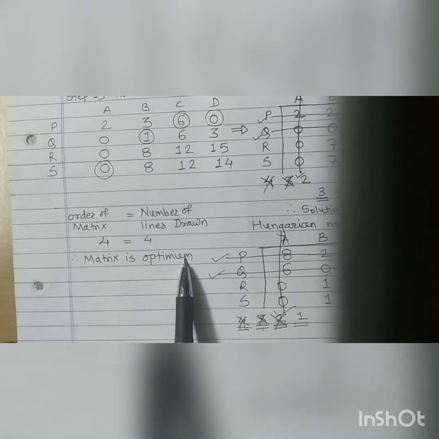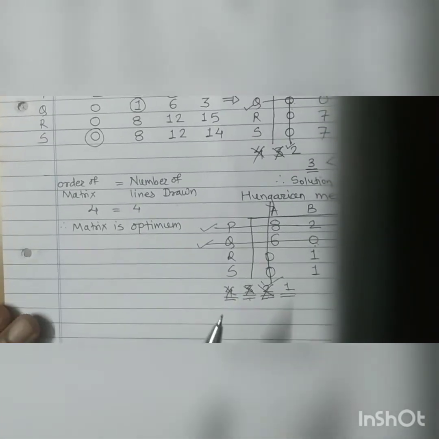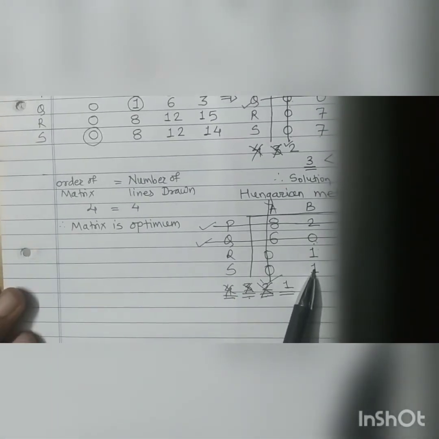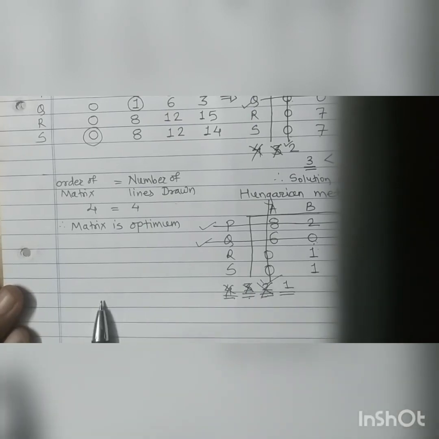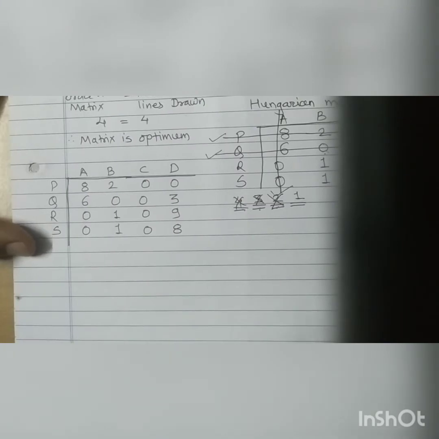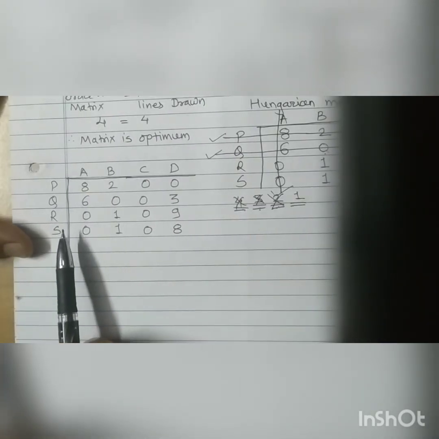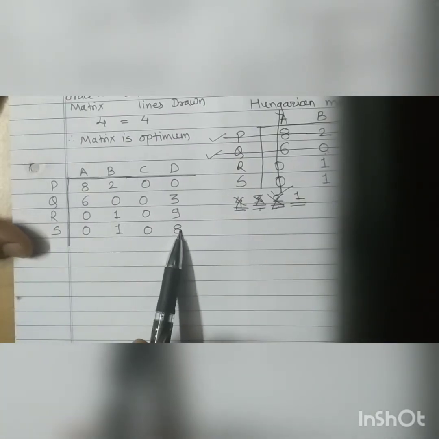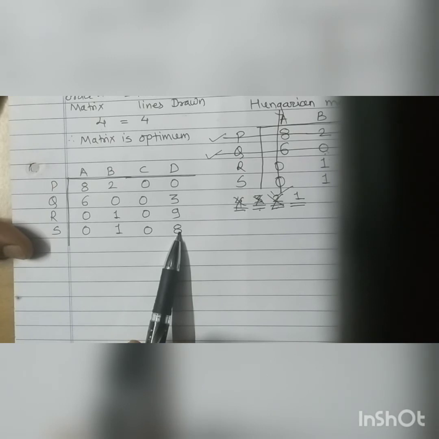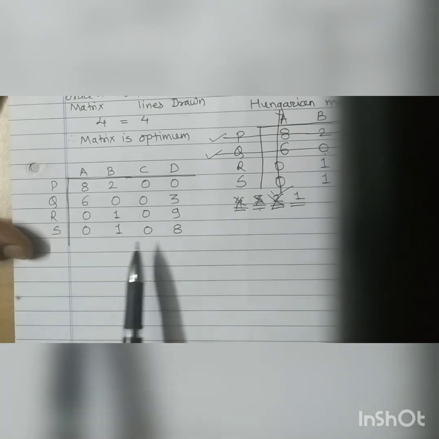So the matrix is optimum. After that, whatever you got as the optimum matrix, you can redraw it, and now you have to capture zeros. So this is my optimum matrix. Now in this optimum matrix I will capture alone zeros. How to capture alone zero in detail you can watch in my video number 1 on assignment. Here again I will explain.